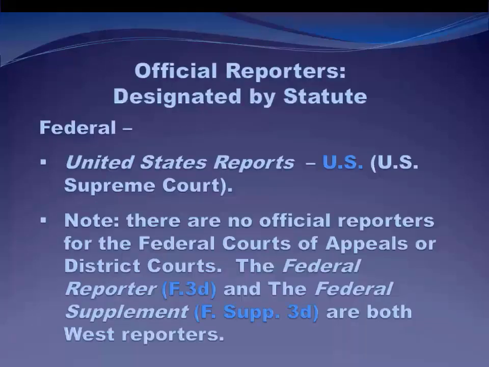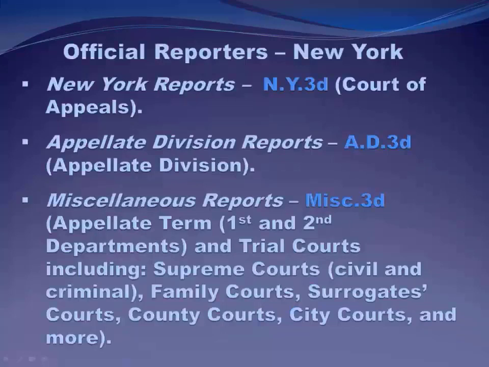So, an official reporter is designated by statute. At the federal level, we have the United States Reports, and for the federal circuit and for the federal district courts, there are no official reporters. So the only place we're going to find these particular cases in print is the Federal Reporter, which we're up to the 3rd series now, so it's F.3d. And for the federal district courts, we have the Federal Supplement, F. Supp. 3d. Those are both West reporters. For New York, we do have an official reporter for each level of our hierarchy.